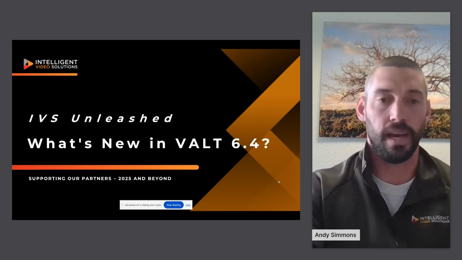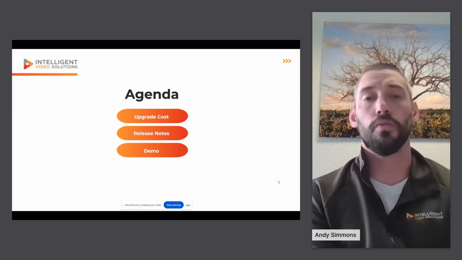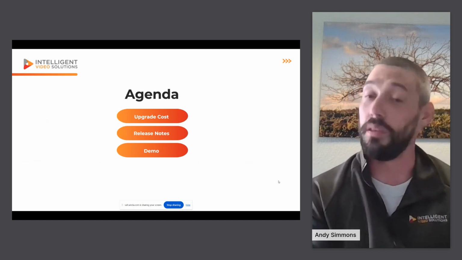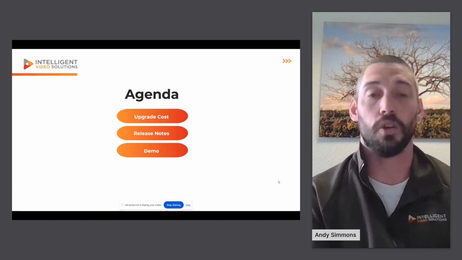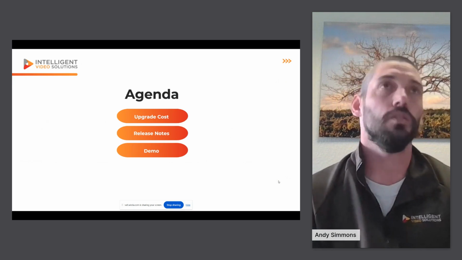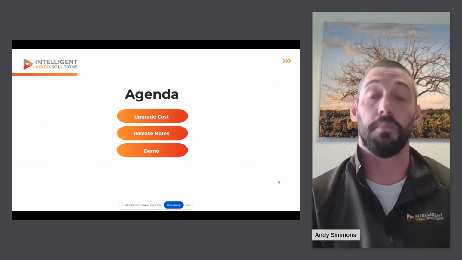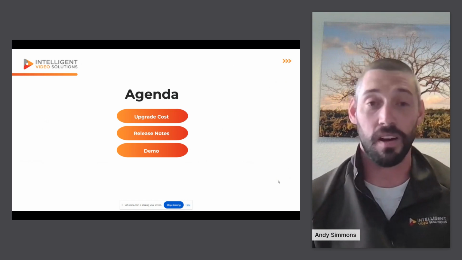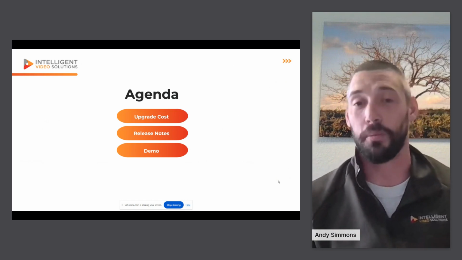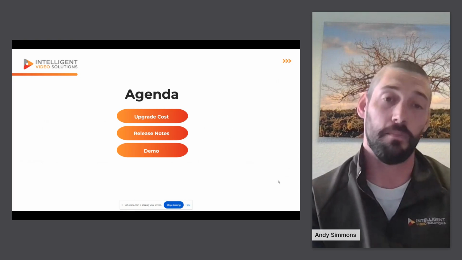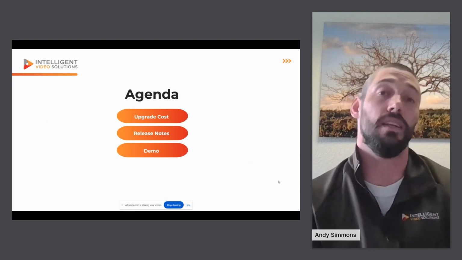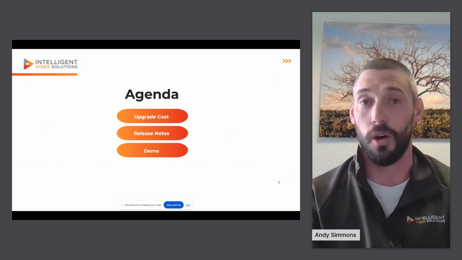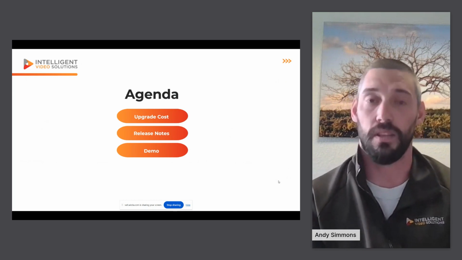All right, so the plan for today, there's three items on the agenda. Two of them I'll go over very quickly, and one of them will be the bulk of what we're doing. So first, upgrade cost. We are looking at an update to your VALT software. But as always, if you're a customer of ours and you have an active support agreement, there is no upgrade cost, right? Your software with us is evergreen. So at the end of this, I'll go over what it entails if you'd like to upgrade to version 6.4. But again, there is no upgrade cost. You are entitled to this latest version.